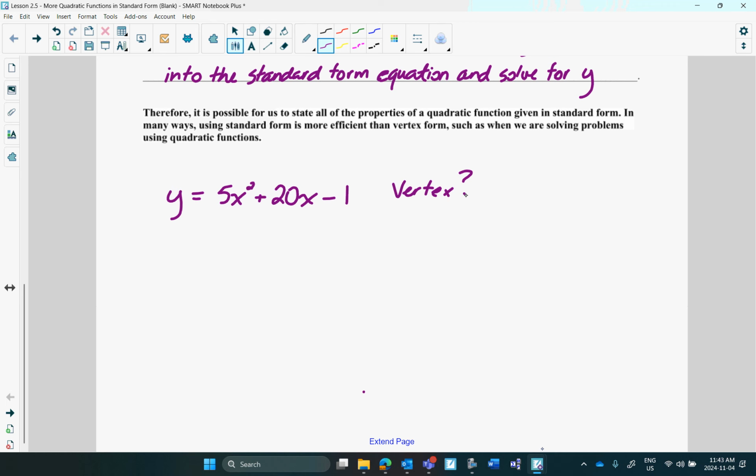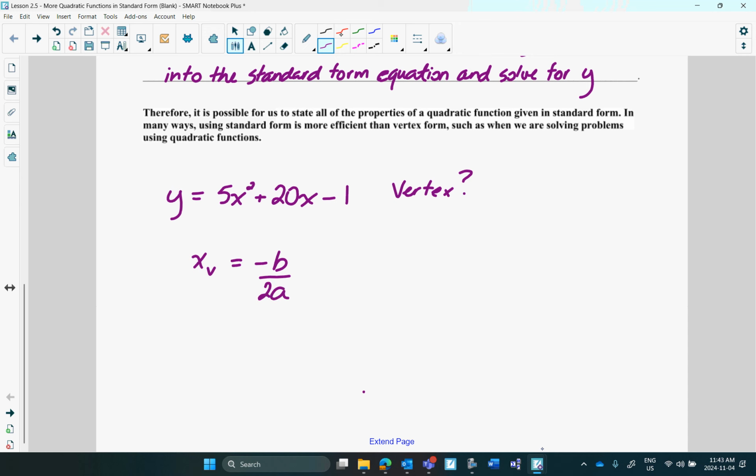Well, before today, you guys would find the vertex by completing the square, right? You'd have to complete the square, get it into vertex form, read the vertex, and then you can get everything else from that. You don't have to do that anymore. What we can do is use this formula to find the x vertex.